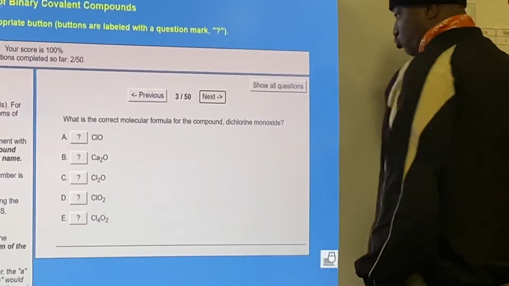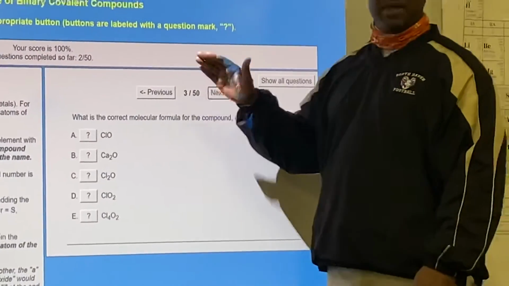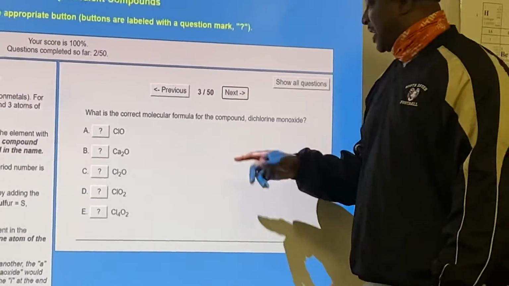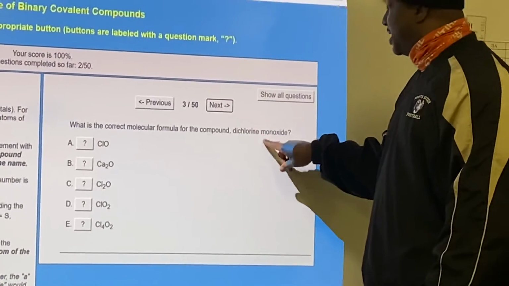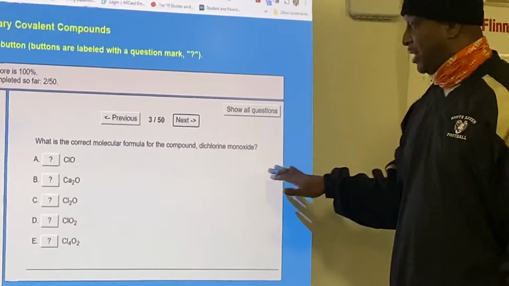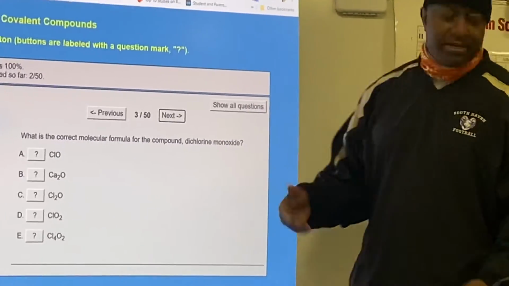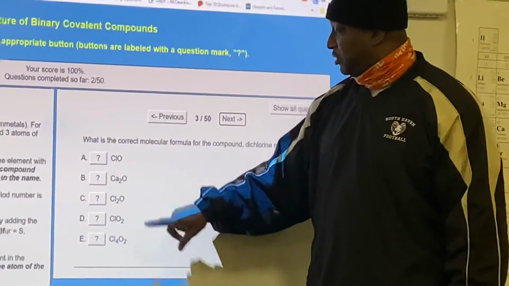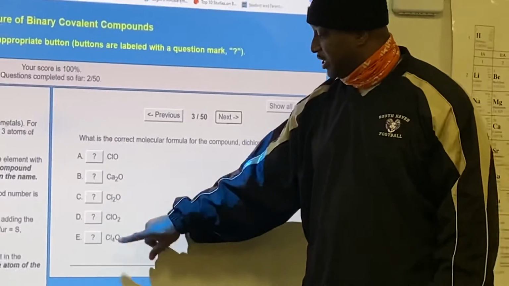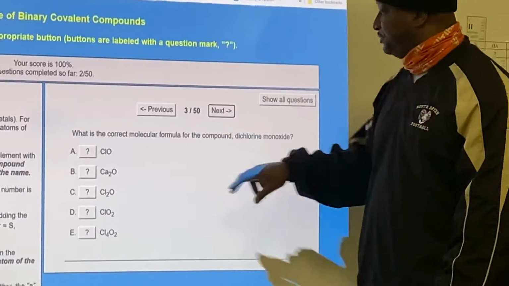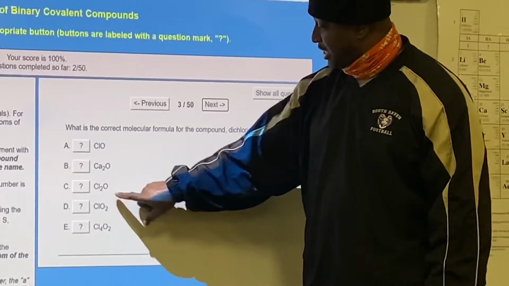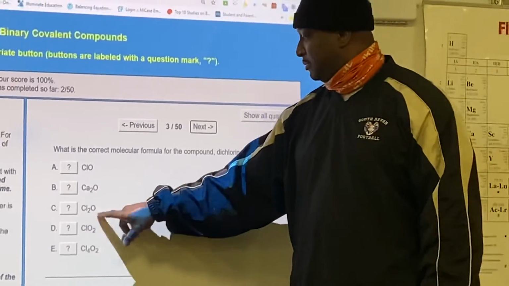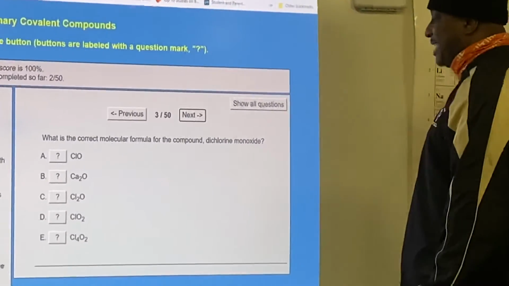Now we're back to providing the correct molecular formula. So what's the formula for the compound dichlorine monoxide? We always use a prefix for the second element. Dichlorine. Well, what's chlorine? Cl. There's Cl. That one's out. That's not Cl2. Okay, so which one is dichlorine? Not that one. Not that one. So we're down to that one. Well, that's got to be it because that's tetrachlorine. It's got to be that one. Dichlorine monoxide.